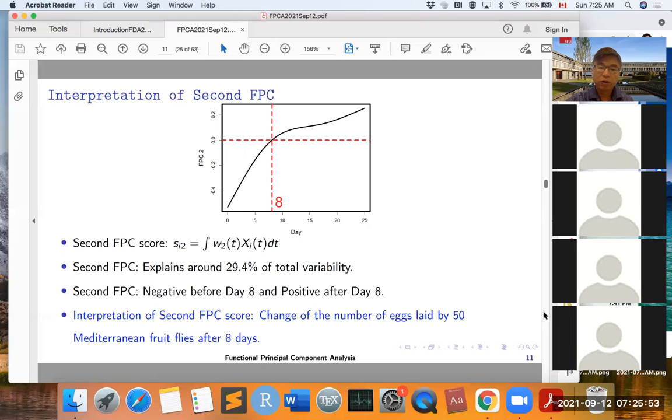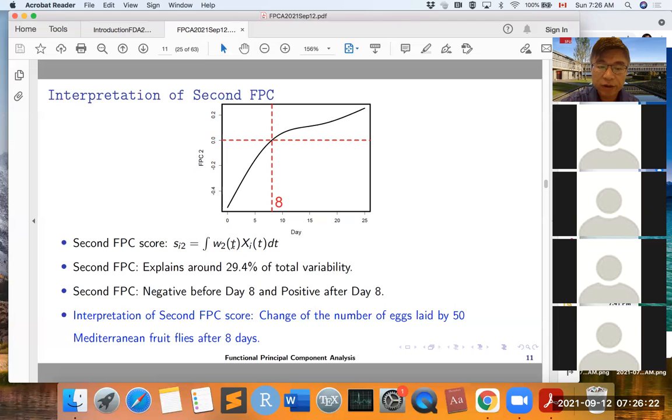So therefore, we can interpret the second LPC score as the change of the number of eggs laid by the 50 fruit flies after day 8 compared to before day 8, right? Because after day 8, it gets a positive weight on the curve. Before day 8, it gets a negative weight on the curve, right?